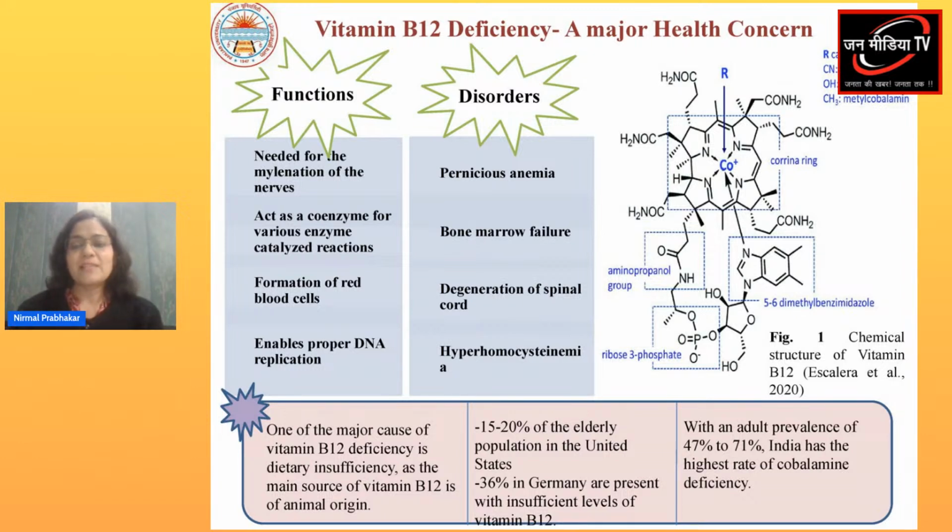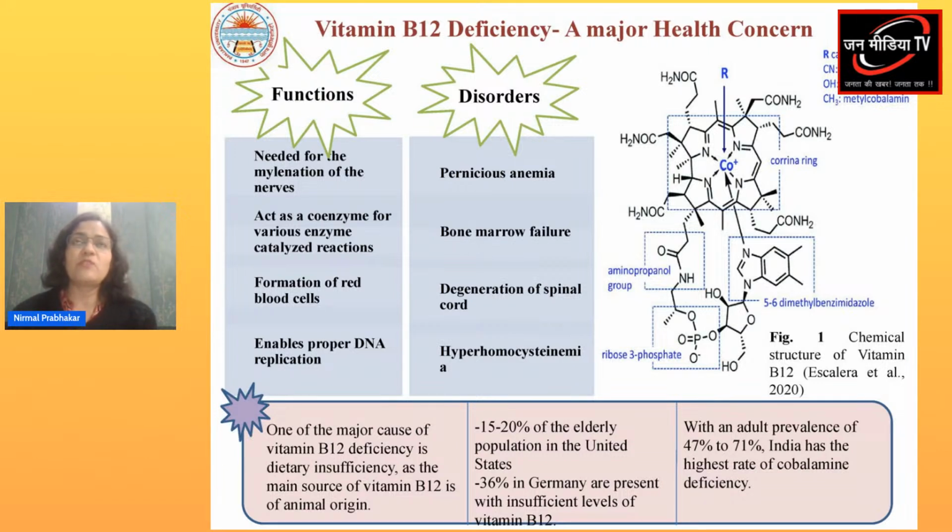So this is a complex structure of vitamin B12, though it is a very important vitamin. The main function of this vitamin is that it is needed for myelination of nerves, acts as a coenzyme for various metabolic reactions, and it is required for formation of red blood cells and DNA replication. Its deficiency is very serious as it leads to pernicious anemia, bone marrow failure, degeneration of spinal cord, and hyperhomocysteinemia. Because it is a complicated vitamin, and its deficiency is also very complicated, its detection is very important.